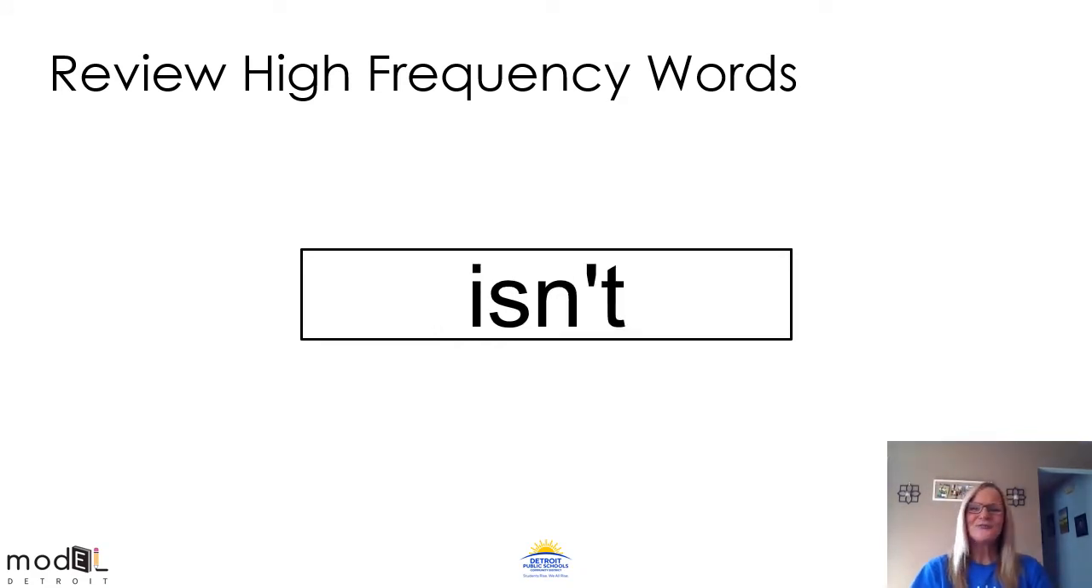We're going to read the word isn't. This word is isn't. Read it with me, isn't. Read the word with me again, isn't. When you see this word, you will say isn't. Take turns reading this word with your partner, isn't. Wave at your partner if you both read isn't correctly.